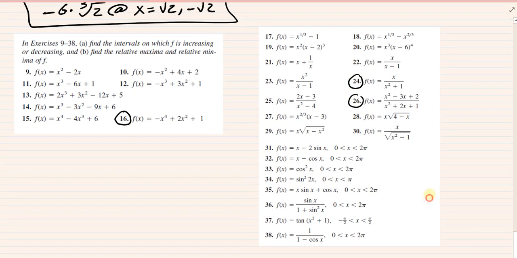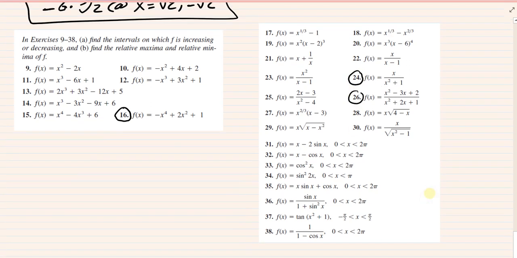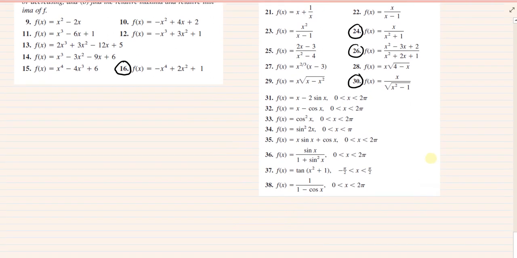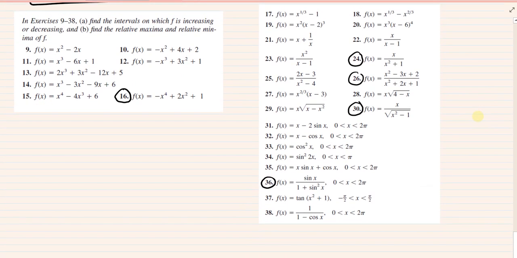And let's take a look at number 30, something like that with radicals, and then going down some trig functions. How about we'll look at 36. Okay, so those are the ones we're going to look at now. And that's all we want to do in this section, these types of exercises.